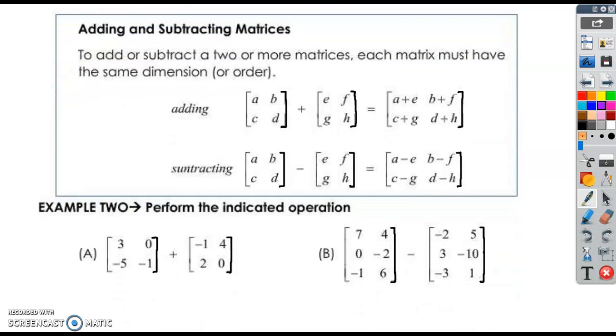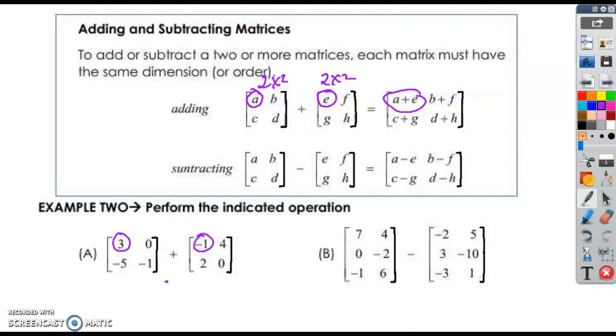All you've got to do when you're adding or subtracting is find the element that's in a particular place in each of the two matrices, and they have to have the same order. They've got to have the same dimension. This is a 2 by 2, and this is a 2 by 2, so they can be added together. So we're just going to add the A and the E and put that in the new matrix A plus E. So here, for example, we're just going to add the 3 and the negative 1.